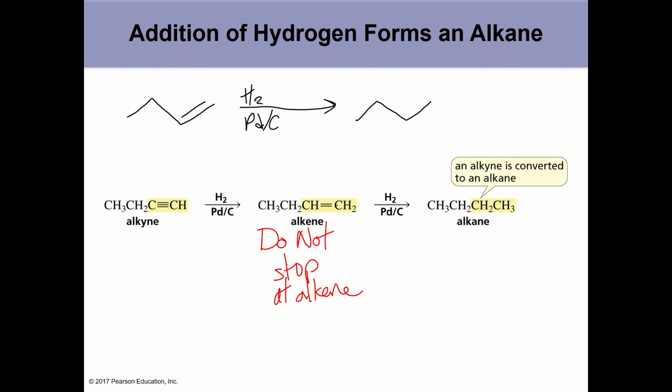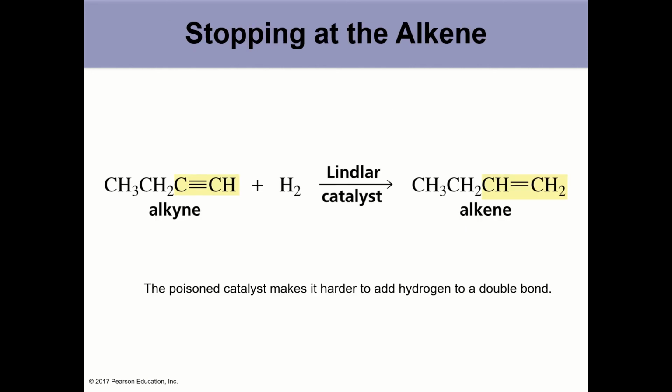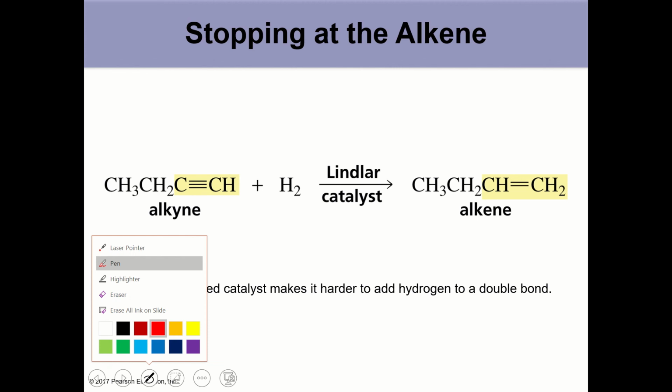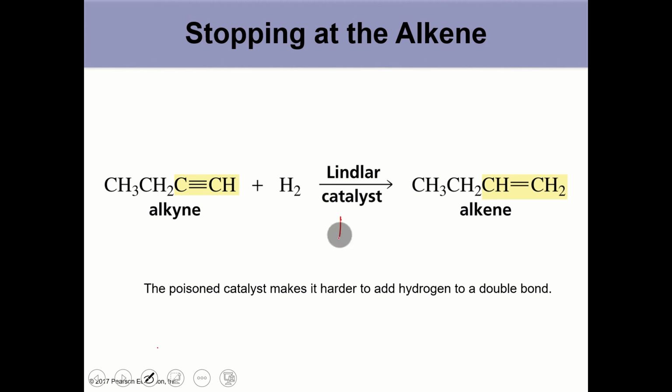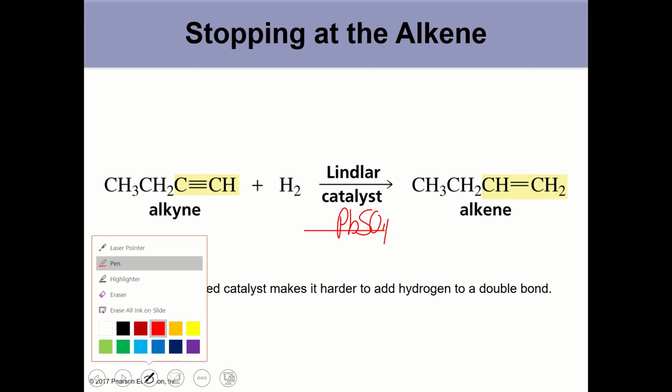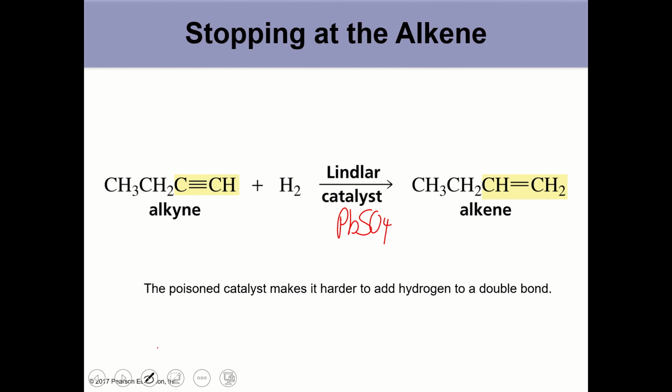But what if we want to make the alkene using hydrogenation? Then we would have to use a different reagent, and this is called Lindlar's catalyst. Lindlar's catalyst is a poisoned catalyst, that's what we call it. What you're trying to do is make the reaction less efficient. So you're poisoning it to make it weaker, so that it stops at the alkene.